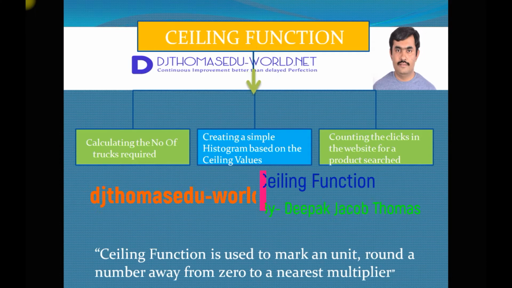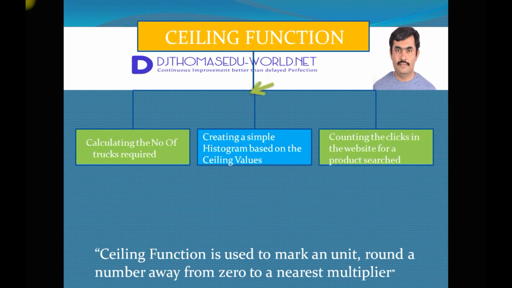Today's session will be how to use a ceiling function. As we know, the ceiling function is used to round a number away from 0 to the nearest multiple. I'll be explaining with the help of two examples. One is calculating the number of trucks required, and the other is counting the clicks on a website for a product search, based on the ceiling function. And I will combine these two data sets to create a simple histogram based on the ceiling value.